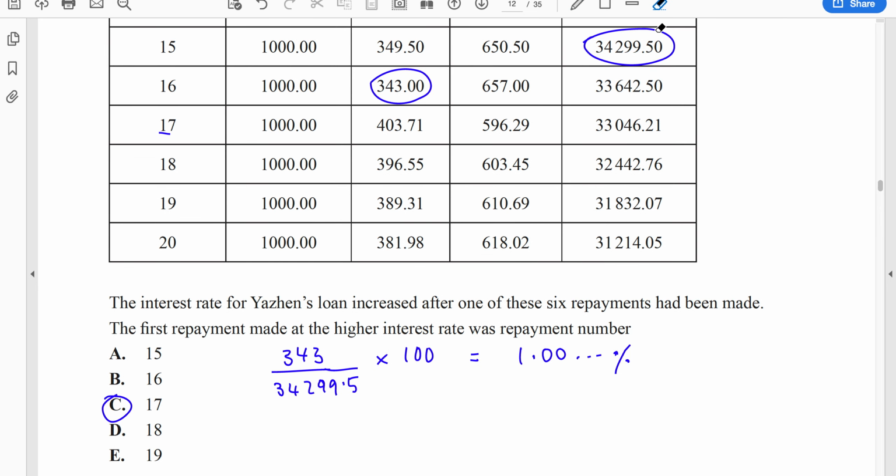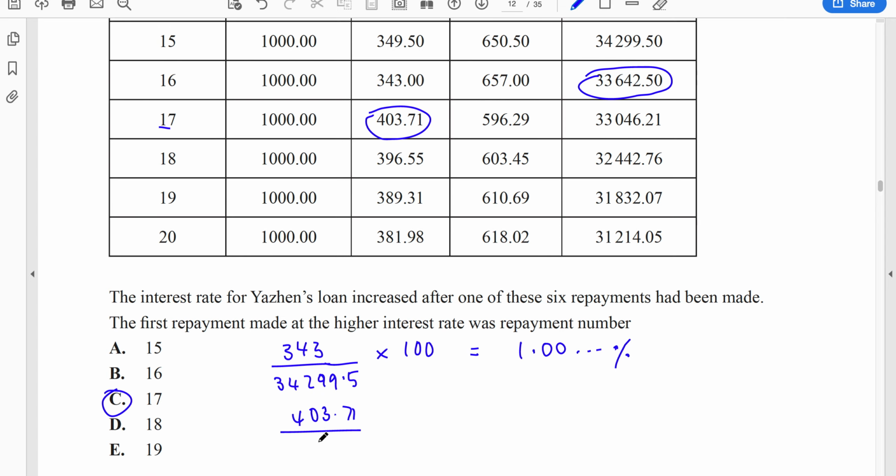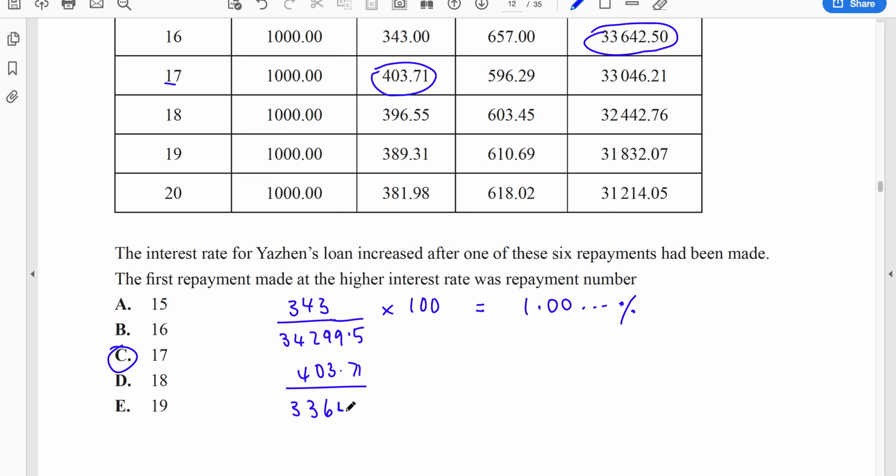Then I do that same thing, but now with the next pair. This interest would have been charged on this balance. Let's have a look at what that is as a percentage. 403.71 out of 33642.5 times 100, and it comes out as 1.2%. So that just proves that it is higher, but like I said, you can do it just by looking at the pattern and that odd one out, which is right there.